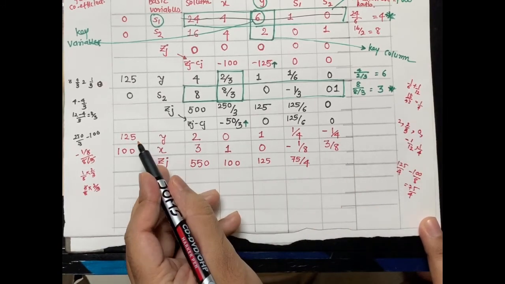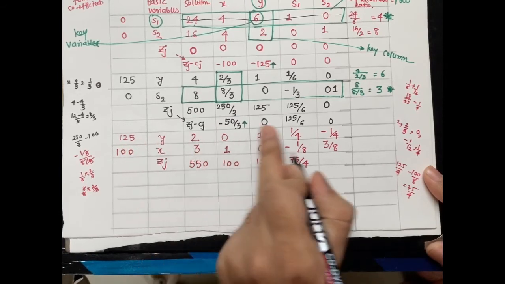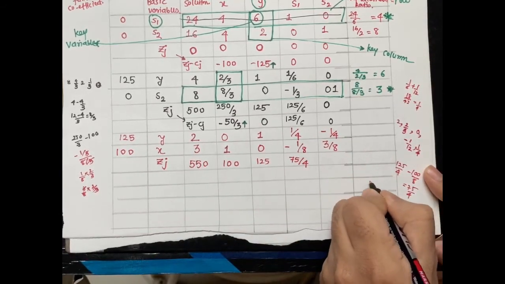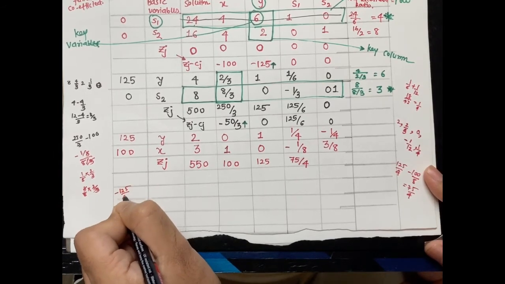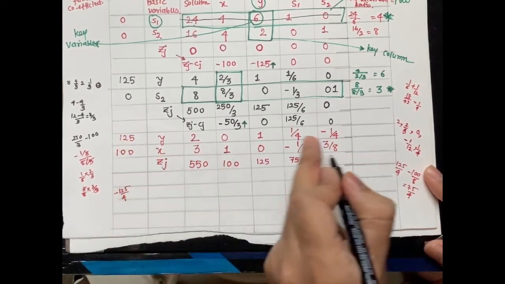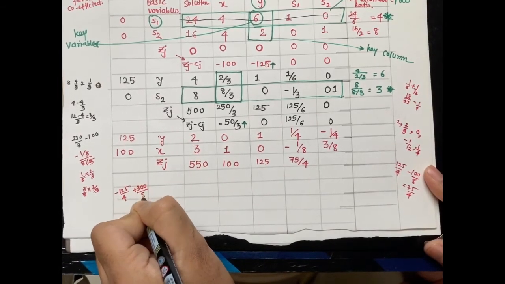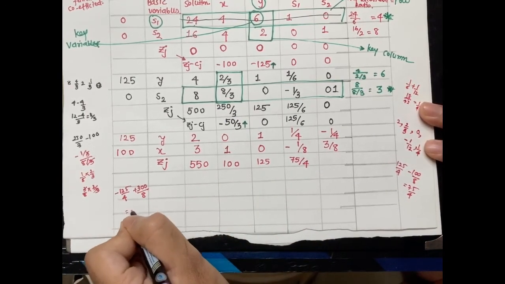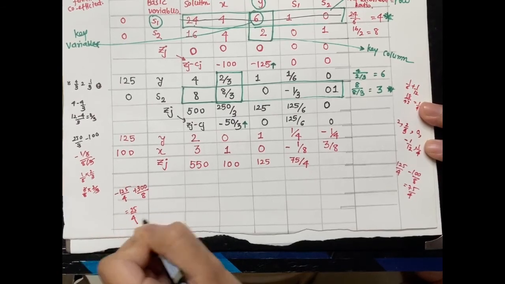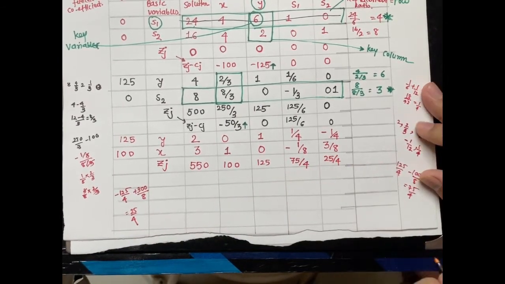For the last one, I'm writing minus 125 by 4 plus 300 by 8. By doing this I'll get the final solution as 25 by 4. So I'm writing here the solution as 25 by 4.